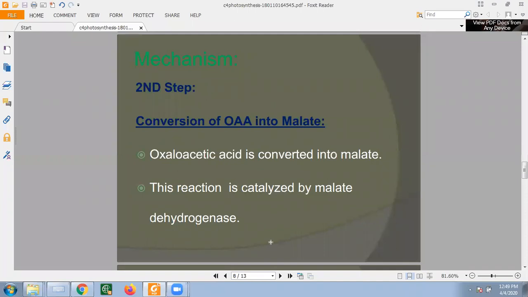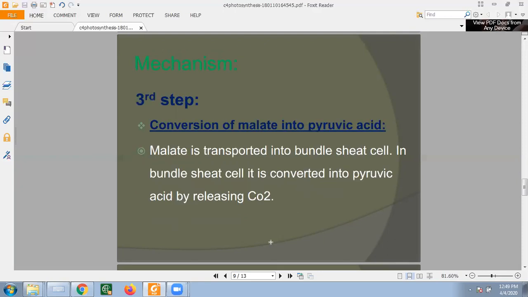In step 2, conversion of oxaloacetic acid, OAA, into malate. Oxaloacetic acid is converted into malate, and this reaction is catalyzed by malate dehydrogenase. In the third step, conversion of malate into pyruvic acid. Malate is transported into the bundle sheath cell. In the bundle sheath cell, it is converted into pyruvic acid by releasing CO2.